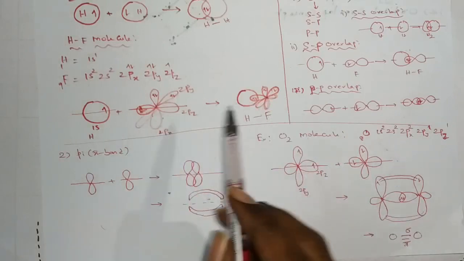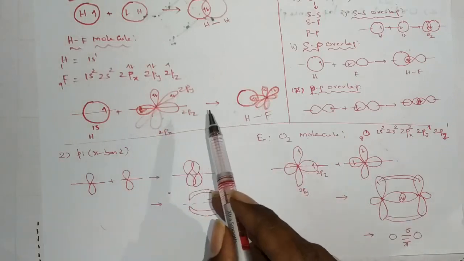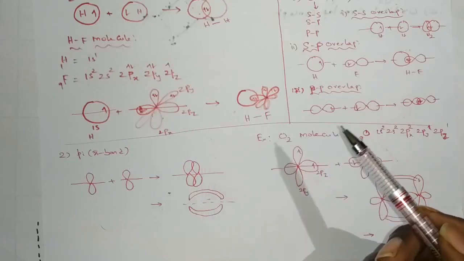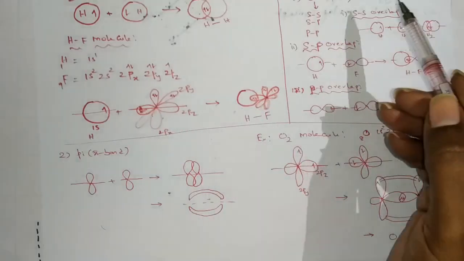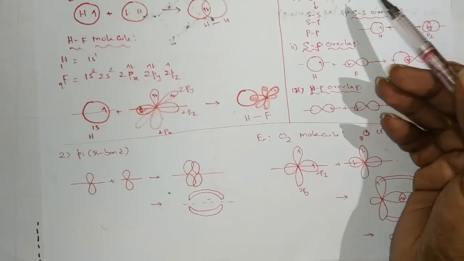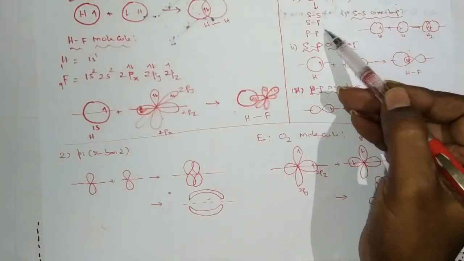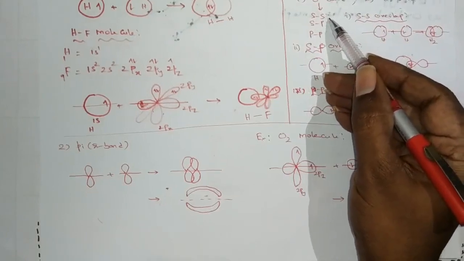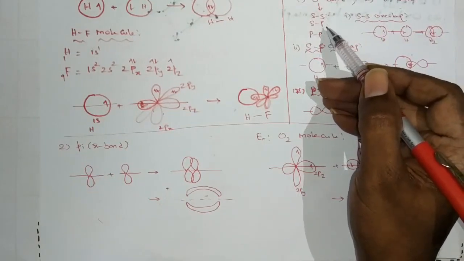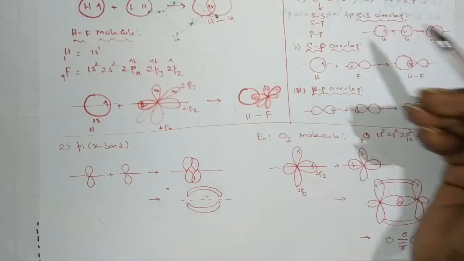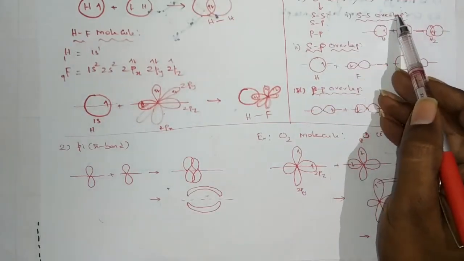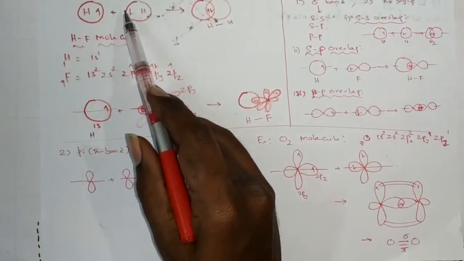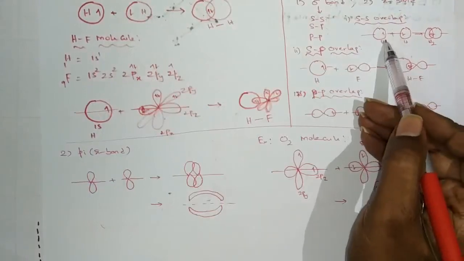Right. The overlap along the internuclear axis is also called end-to-end overlap or head-on overlap. The overlapping along the internuclear axis can take place in any of these 3 ways: the SS overlap, SP overlap, and PP overlap. SS overlap, s orbital overlap, as we discussed in the hydrogen molecule here, like this. The same example I gave here.